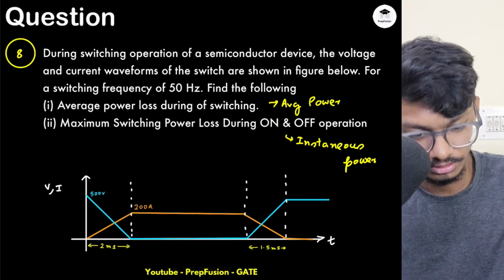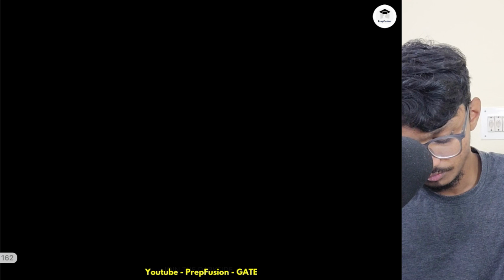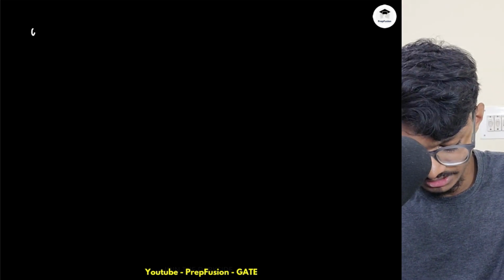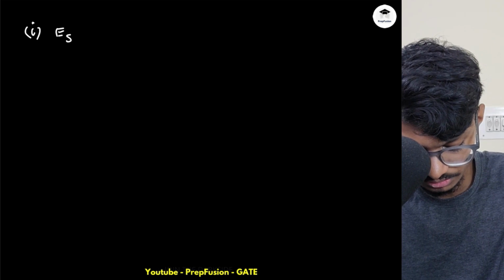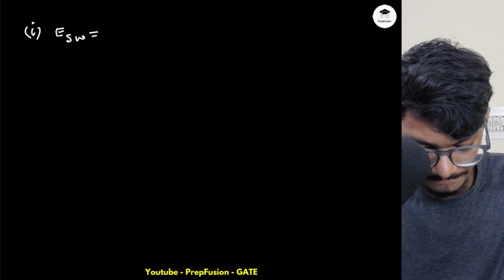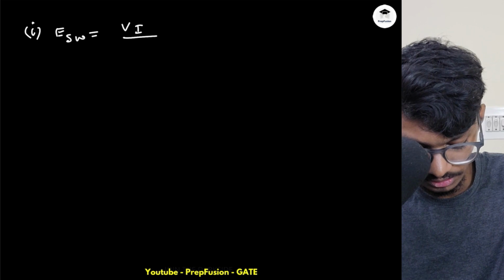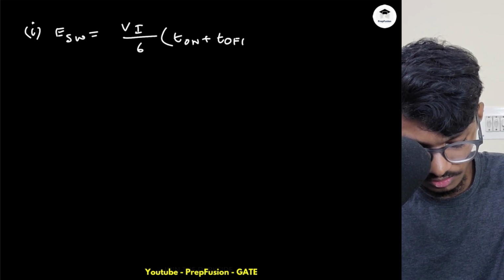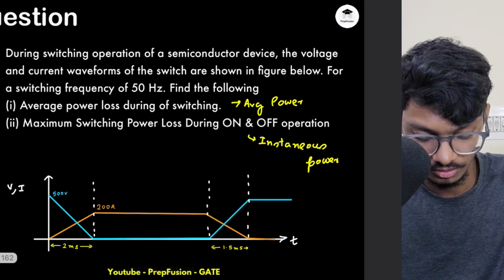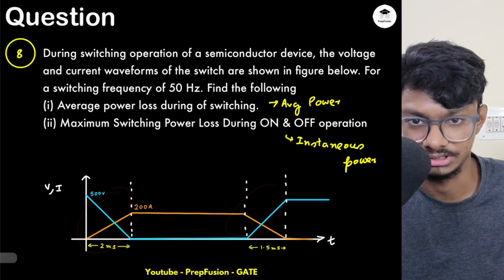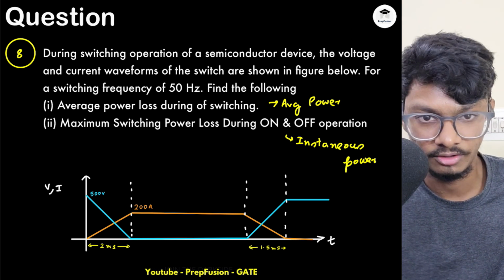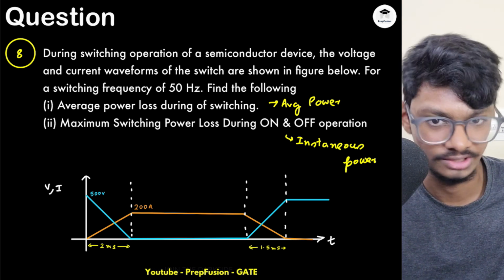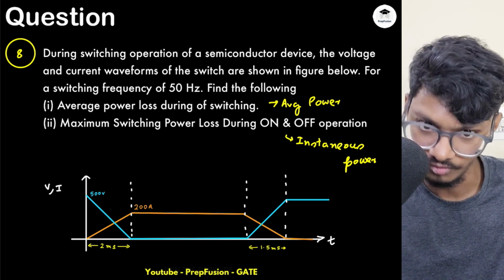Okay, so basically what we know is that the total energy lost during the switching, E switch, is V into I divided by 6 into T on plus T off for these particular characteristics. If this wasn't given, obviously we had to solve with the area of the graph and all those things, right? We know all this and we have just derived it. That's why we will use our formula.